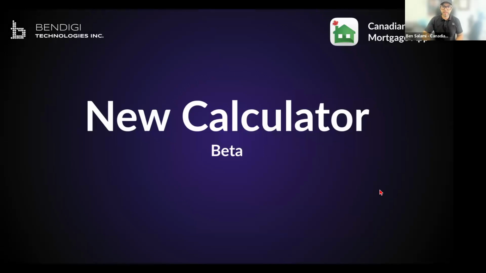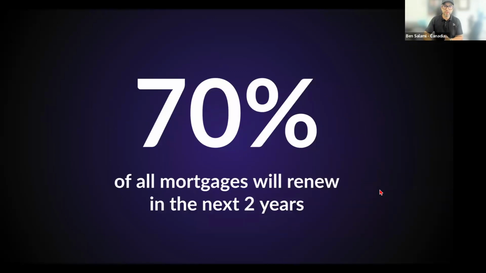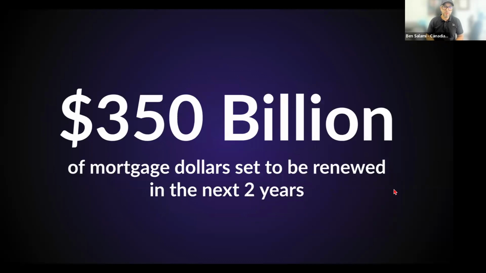As you have heard many times, 70% of all mortgages in Canada will renew in the next 2 years. And this accounts for 350 billion of mortgage dollars that are going to be renewed in the next 2 years. So what do we do? Well, it turns out we don't have a tool to help us showcase to clients their options when it comes to a renewal. So we went ahead and started building something, and I'm super happy to show you the first beta version of it on our website.